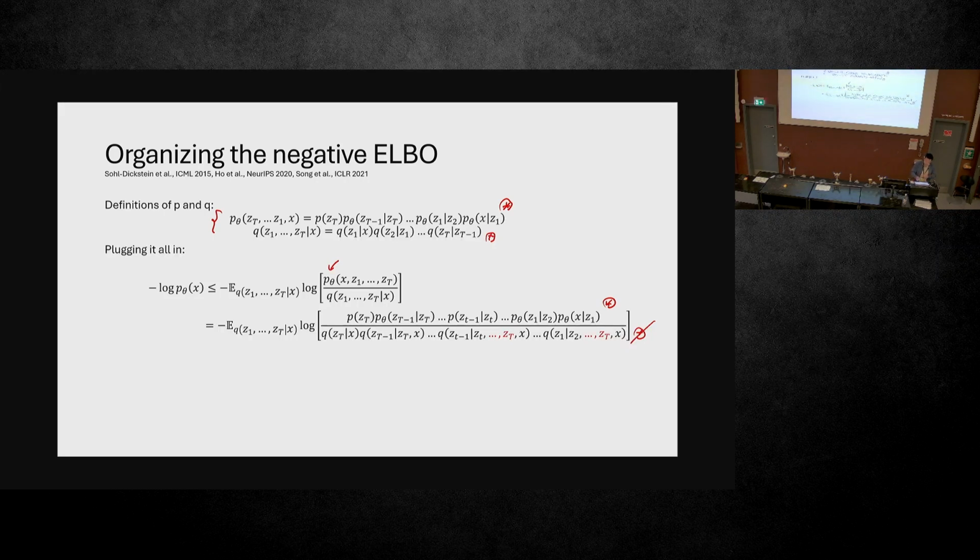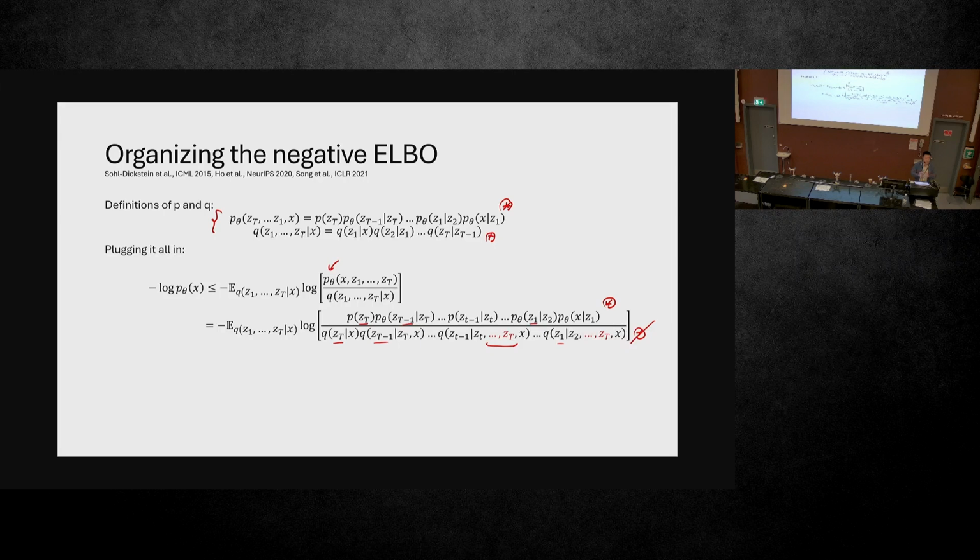Instead of plugging in the factorization of our choice, we're going to factorize it using the product rule, following the same order as our generation. So we'll go from ZT minus 1 down to Z1. We are also going to do the same thing for Q, for the inference part, going from ZT minus 1 down to Z1. We can choose any ordering, as long as we maintain all of our history, and this is simply the product rule of probability.